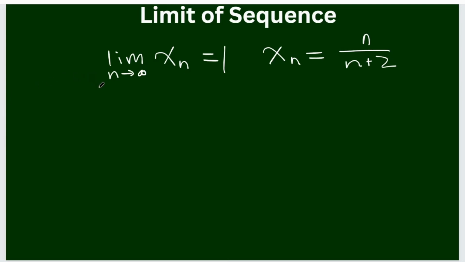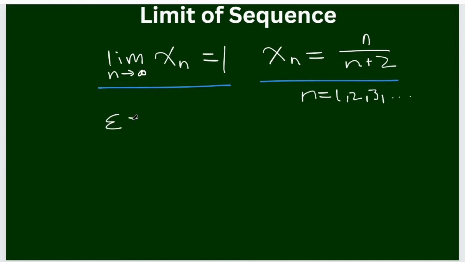Now let's prove that the limit of x_n as n approaches infinity is equal to 1, where x_n is equal to n over n plus 2, and n is equal to 1, 2, 3, and so on, the positive integers. So let's prove it using the limit definition.